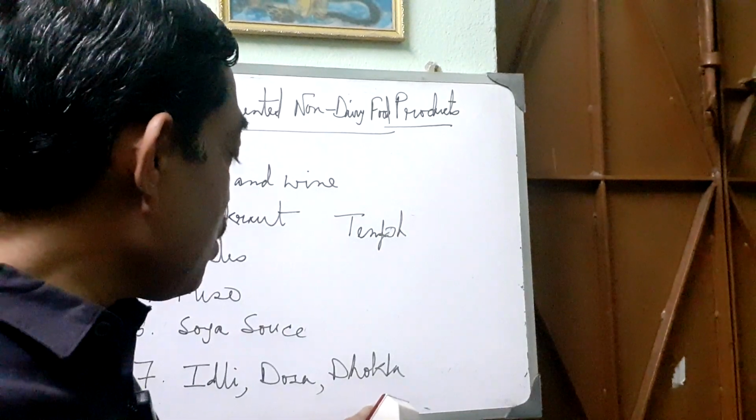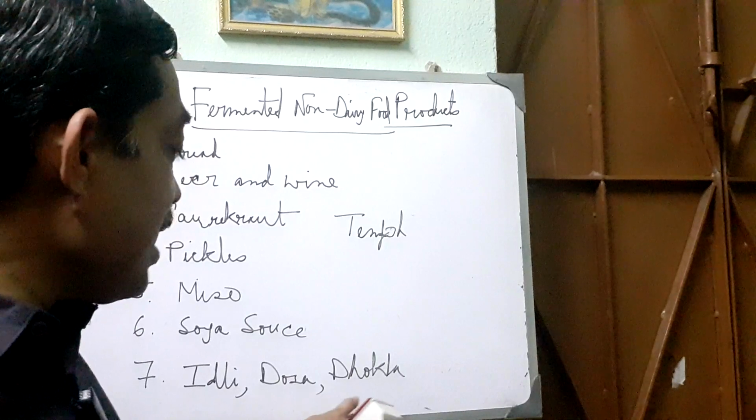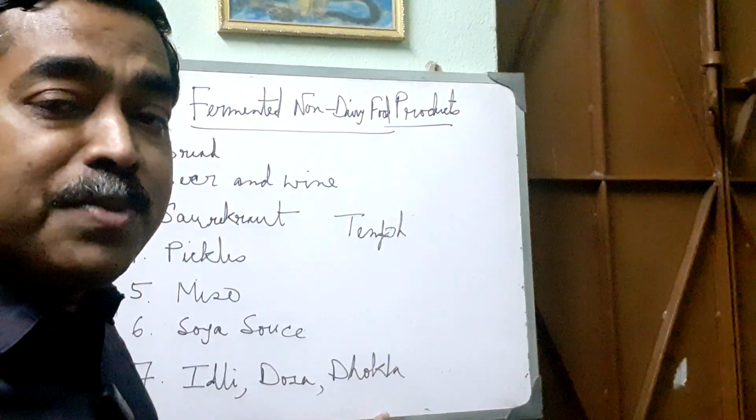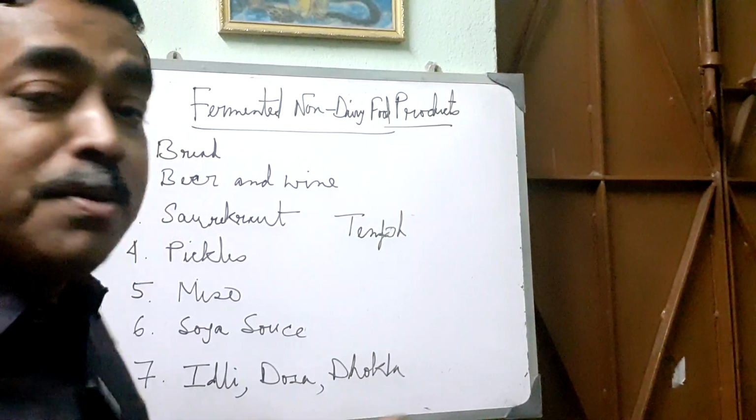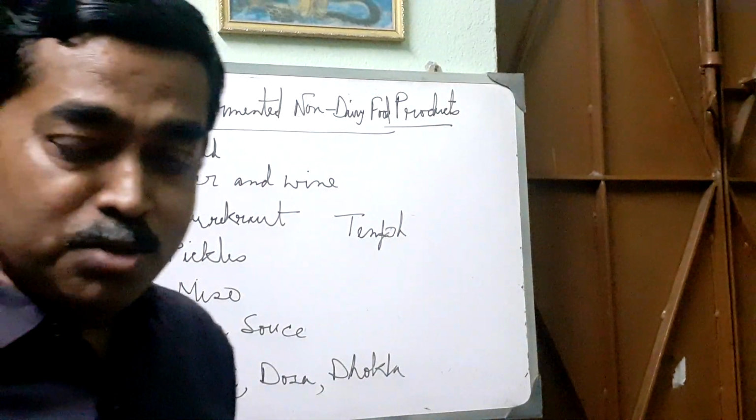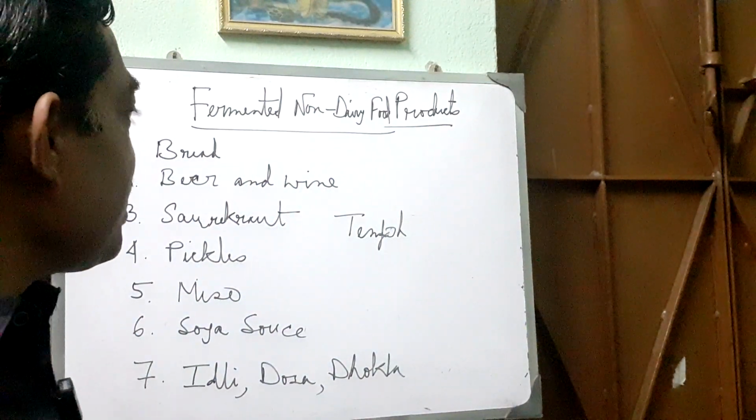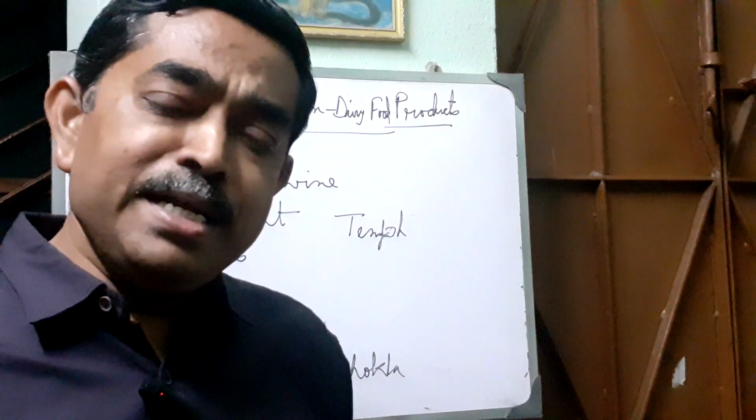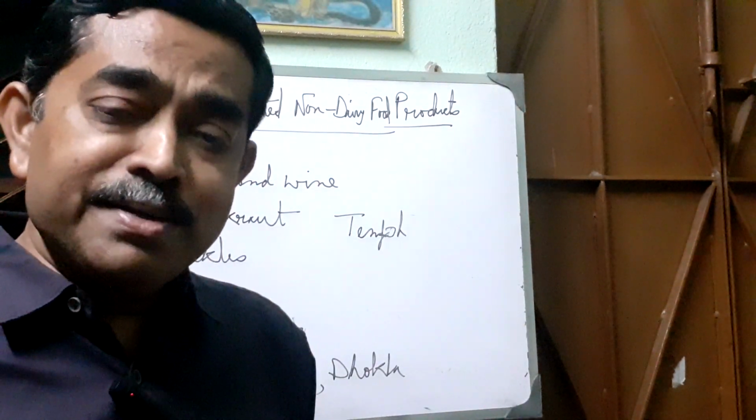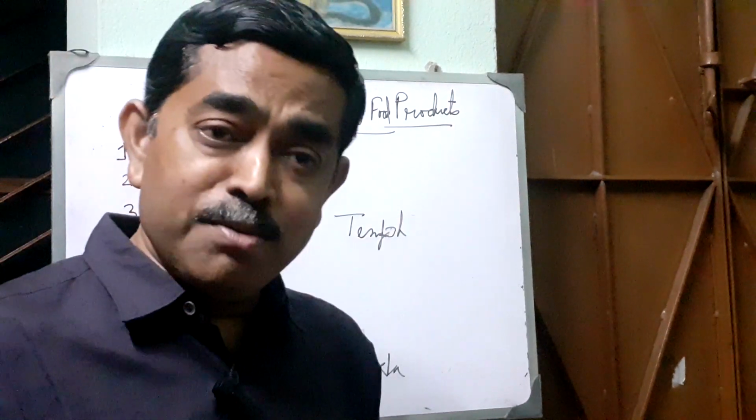In case of dhokla, rice is also used, but Bengal gram dal is used in place of the black gram dal which is used in idli and dosa. So you are seeing so many popular dairy and non-dairy food products are available in our market, in our daily life. So we should be aware of that.